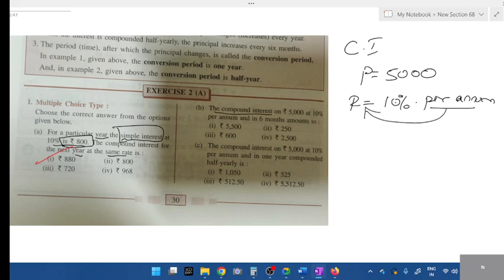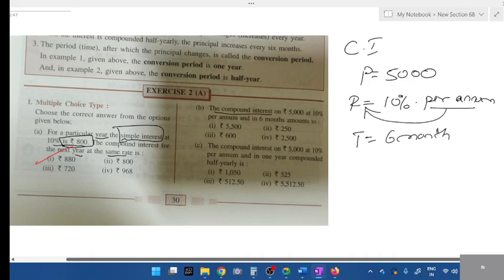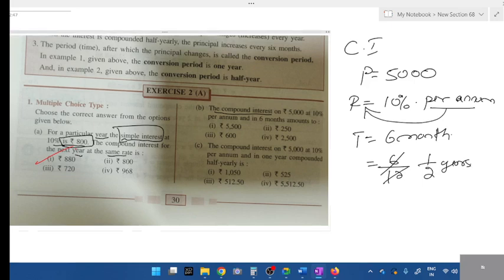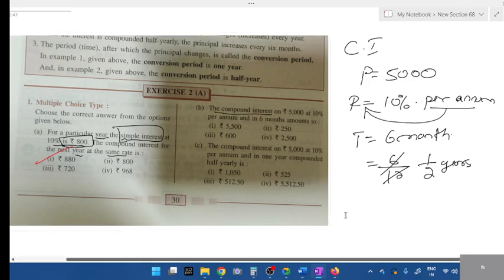10% for 6 months, you have to divide it. Now, rate is 10%. What is the time period given? 1 year or how many months? 6 months. Month is given. Yesterday I taught you all month to year. How do you convert month to year? Divide by 12. What's the answer? 1 by 2 years. So 1 by 2 years you have to show, not for 1 year, 2 years or 3 years calculation. It is only for half a year calculation.